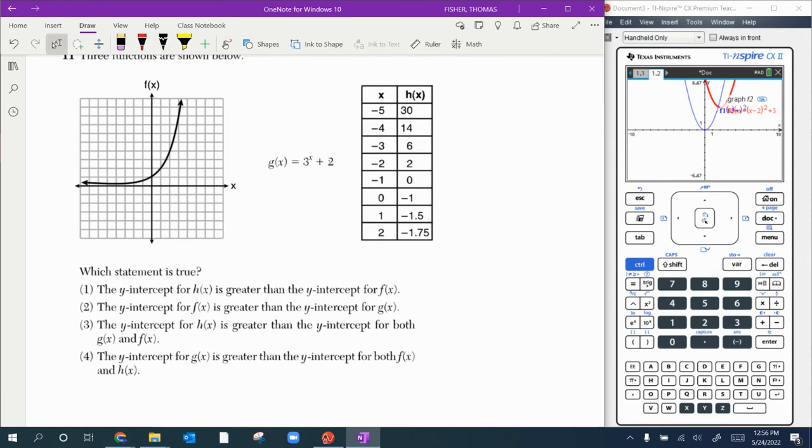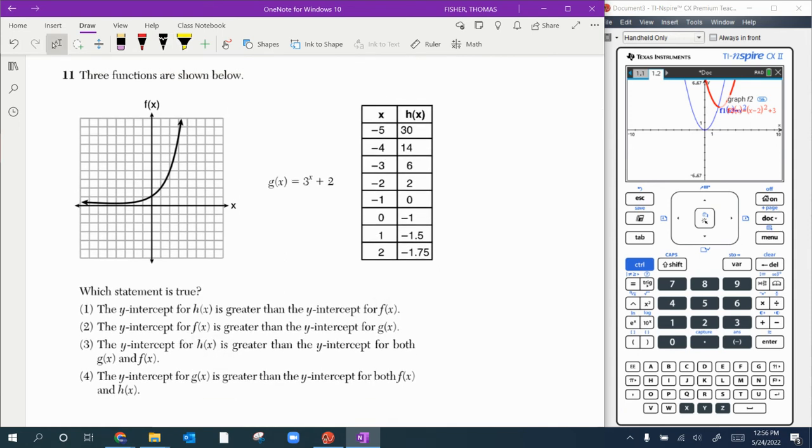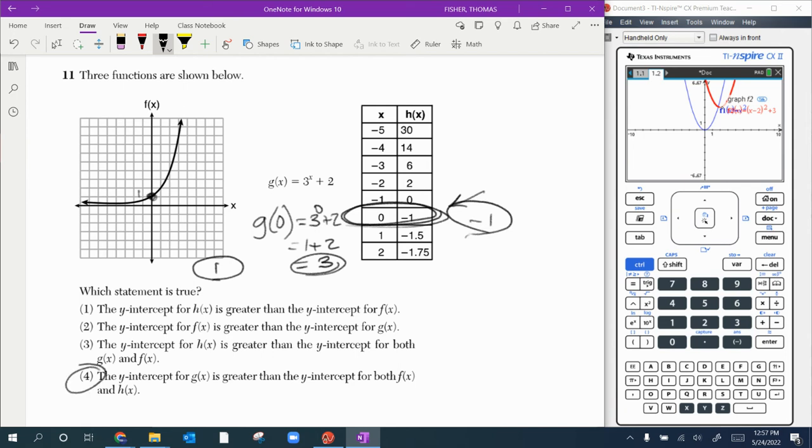For number 11, we're looking at some functions here and it wants us to just compare them. So which of these is true? We're looking at the y-intercepts, which is pretty easy to compare here. This y-intercept is 1. This y-intercept is the y value when x is 0, which is -1. So -1 versus 1, that one's pretty easy to see. The y-intercept for g would be g of 0. So 3 to the 0 plus 2 is 1 plus 2, which is 3. So if we're comparing these 3 numbers, we're trying to see which of these is correct. So the y-intercept for g is definitely bigger than that one, and it's also bigger than that one. So there we go. Choice 4. The y-intercept for g of x is greater than the y-intercept for both f of x and h of x. Not much else to do with that.